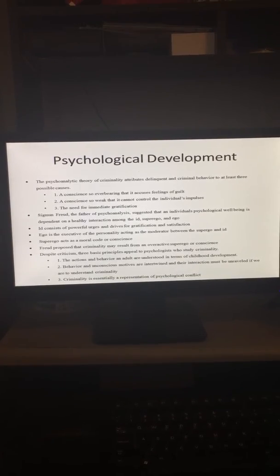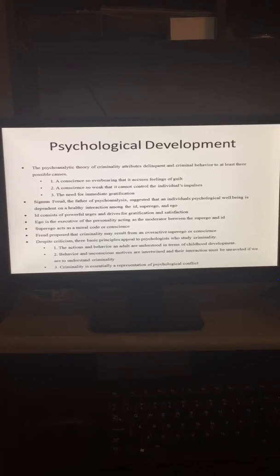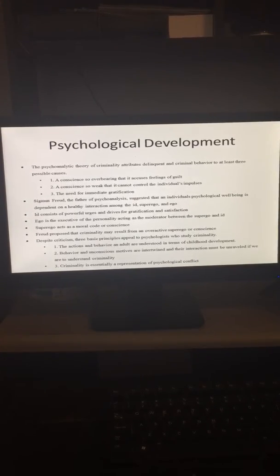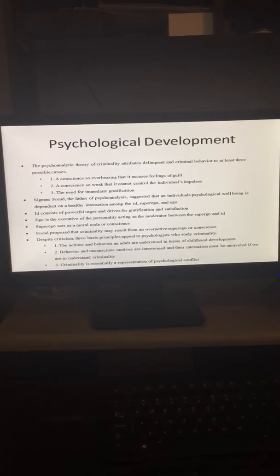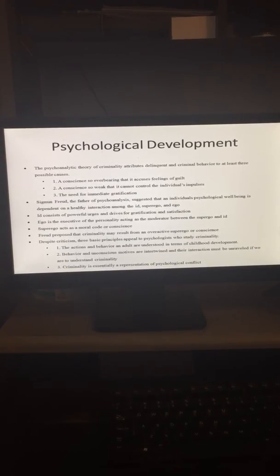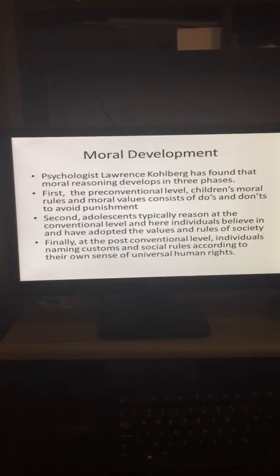Despite criticism, three basic principles appeal to psychologists who study criminality. One, the actions and behavior of an adult are understood in terms of childhood development. Two, behavior and unconscious motives are intertwined, and their interaction must be unraveled if we are to understand criminality. And three, criminality is essentially a representation of psychological conflict.